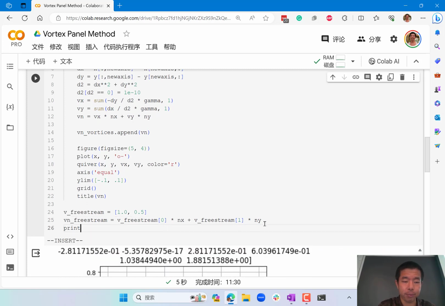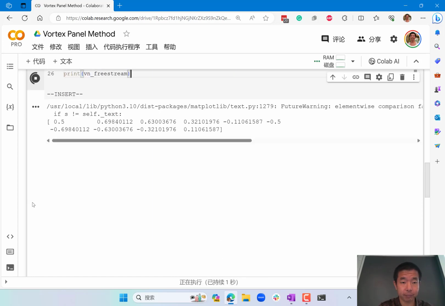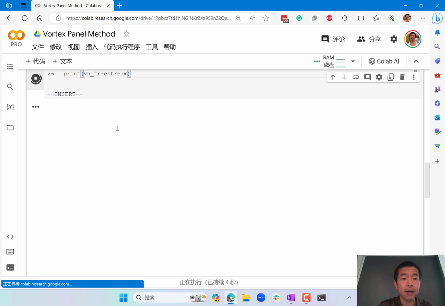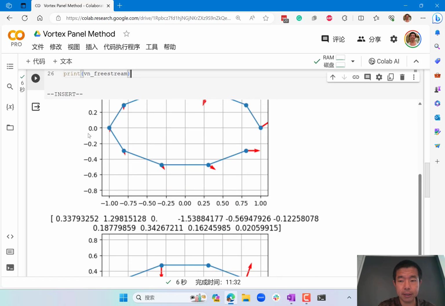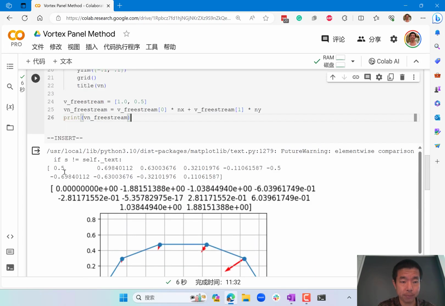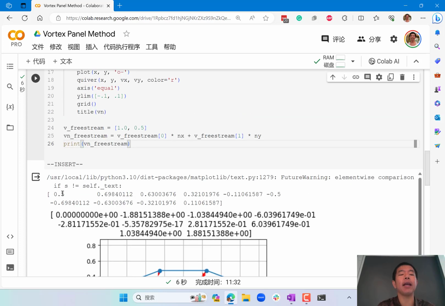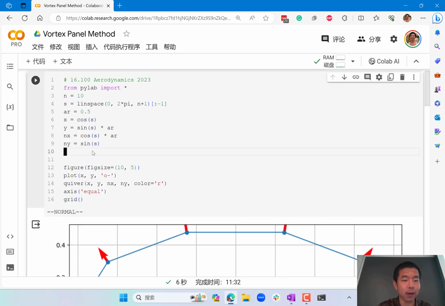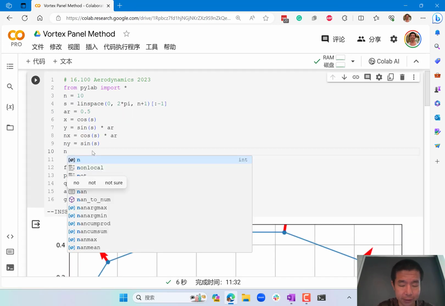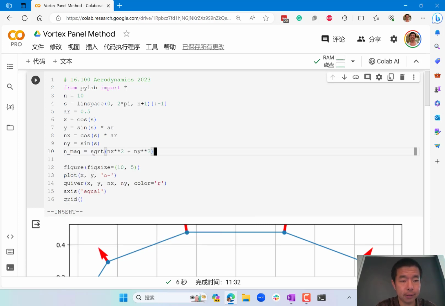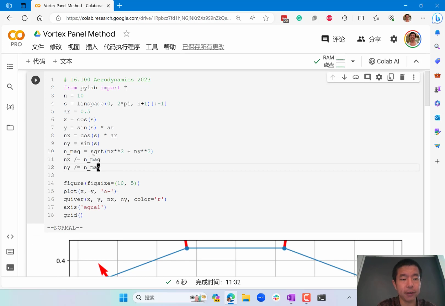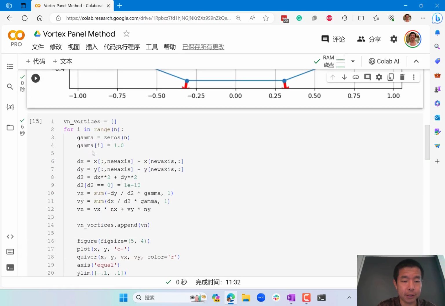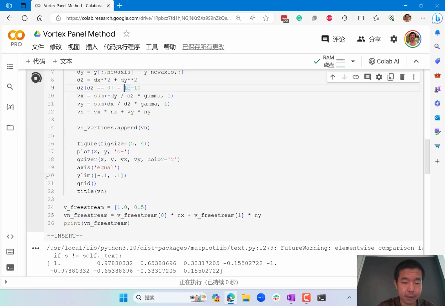So let's actually print to see what it looks like. This is the velocity induced by the free stream, in the normal direction. Remember, I did not make the normal a unit normal. I probably should, because it helps interpretation a little bit. So the magnitude is equal to the square root of nx squared plus ny squared. Let me rerun it and rerun this one to make it a little easier to interpret.